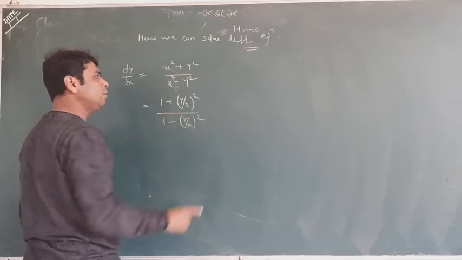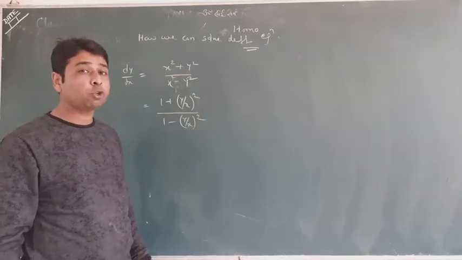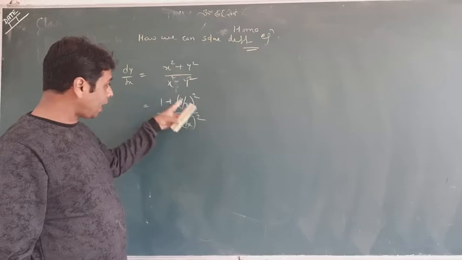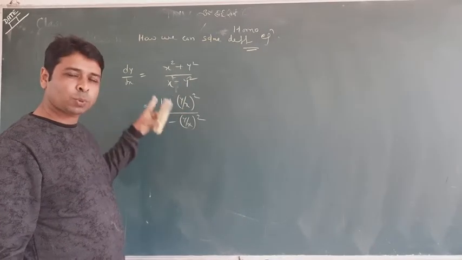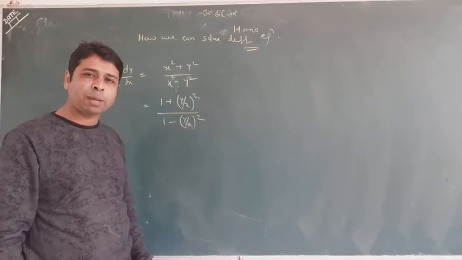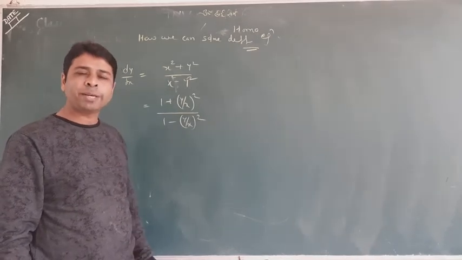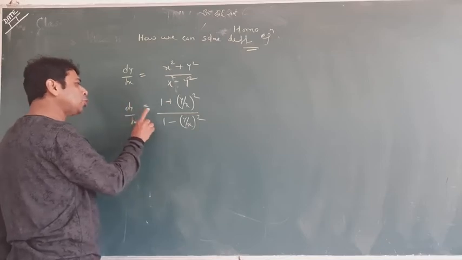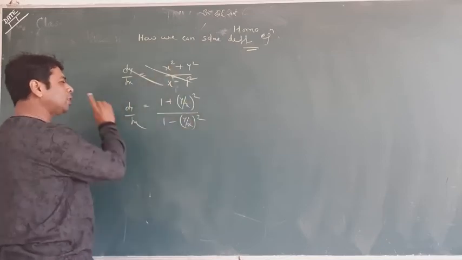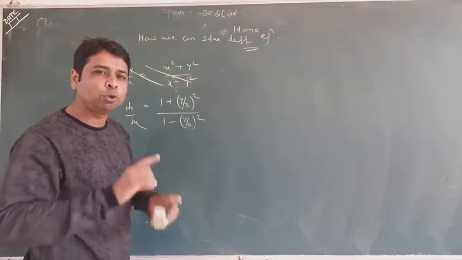And one thing I tell you is that these two are the same. How is it so? I wrote the direct step: I took x square common, both x square cancel, and I got the same idea, 1 plus y by x whole square upon 1 minus y by x whole square. And let me speak about when the question is not coming like that, and the question is coming in terms of y by x; you don't worry about it.